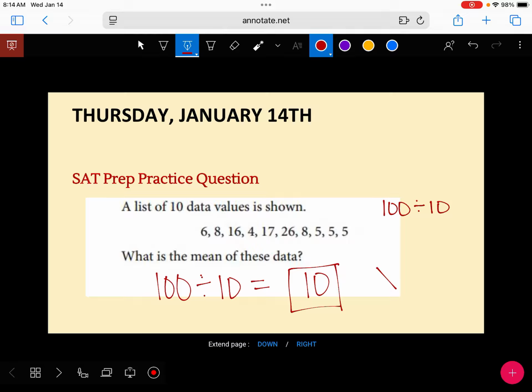The symbol in math is an X with a line across it. That's what we call it in stats. That means mean, by the way.